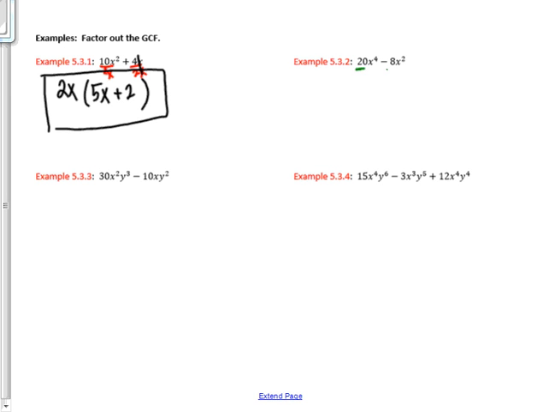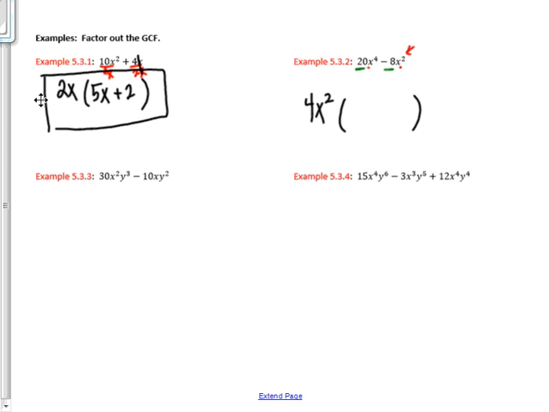Alright, so same thing here. Look at the numbers in front. 20 and 8. What is the absolute biggest number besides 1 that goes into both 20 and 8? That's going to be 4. Alright, do they both have x's? Yes. So I can take out the smallest amount, so that's going to be an x squared. That's what I can take out, and let's see what's left.